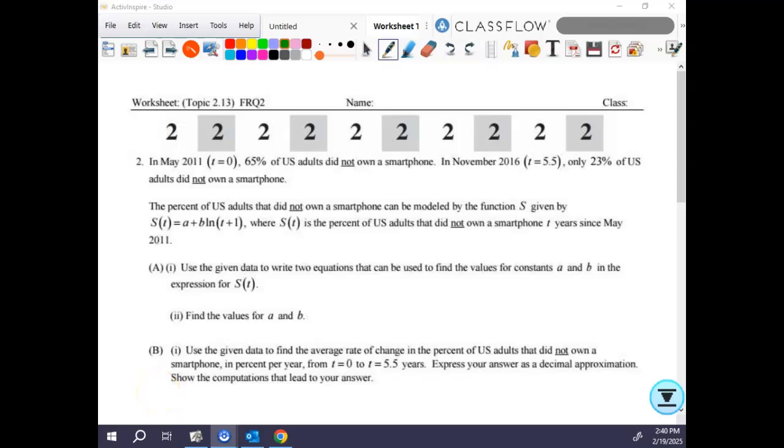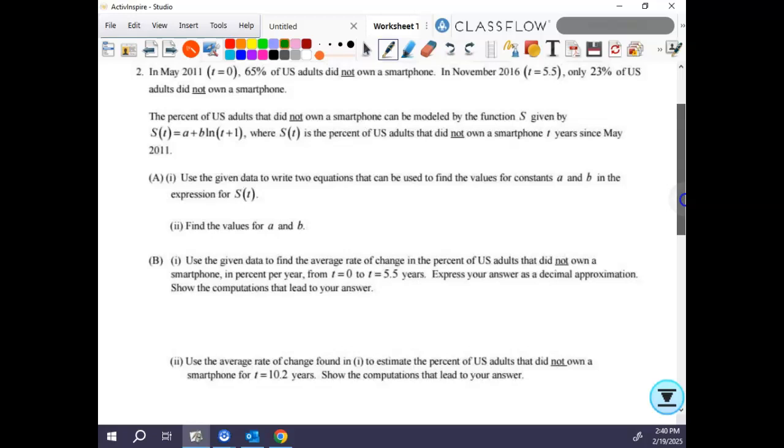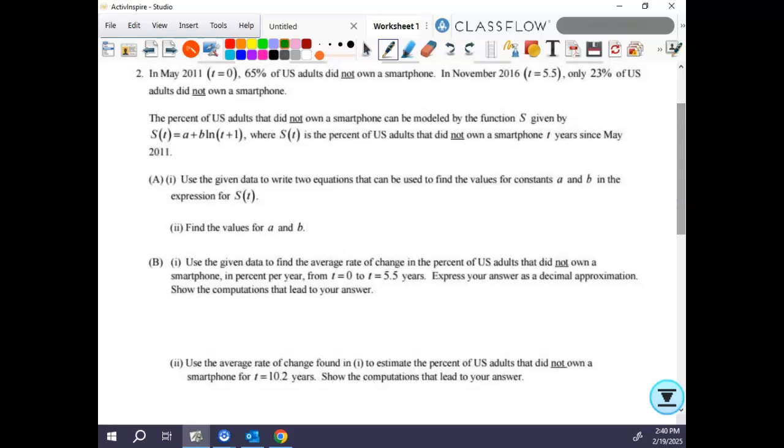All right, here is FRQ2 from topic 213, which is back from February 7th, as promised. Now, this FRQ is very, very similar to the actual FRQ2 on the exam last year, up to where even this natural log of t plus 1. Now, FRQ2 in general isn't necessarily logarithmic. It could be exponential, it could be linear, quadratic, cubic, it could be a lot of things, but last year it was logarithmic and we still need to know how to do it.